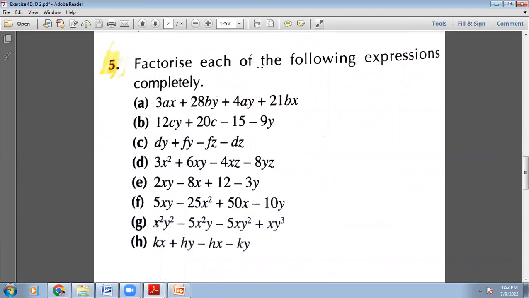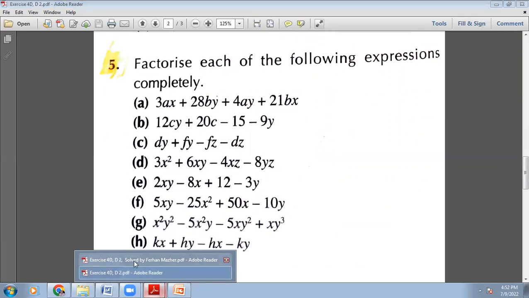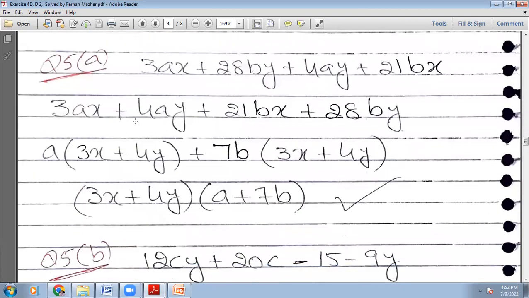Question number 5, it says factorize each of the following expressions completely. 3ax plus 28by plus 4ay plus 21bx. Okay. So we will make a little rearrange. We will rearrange them. So I have 3ax plus 4ay plus 21bx plus 28by.